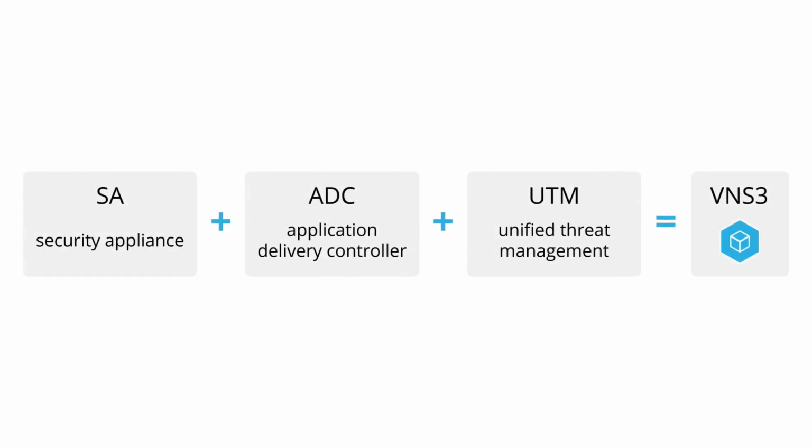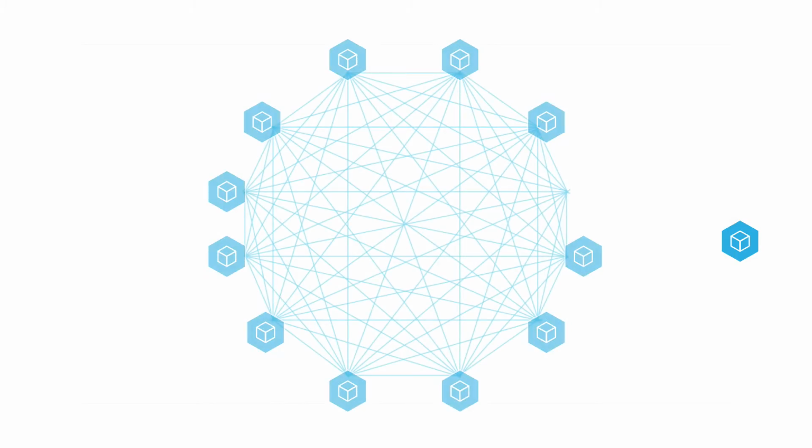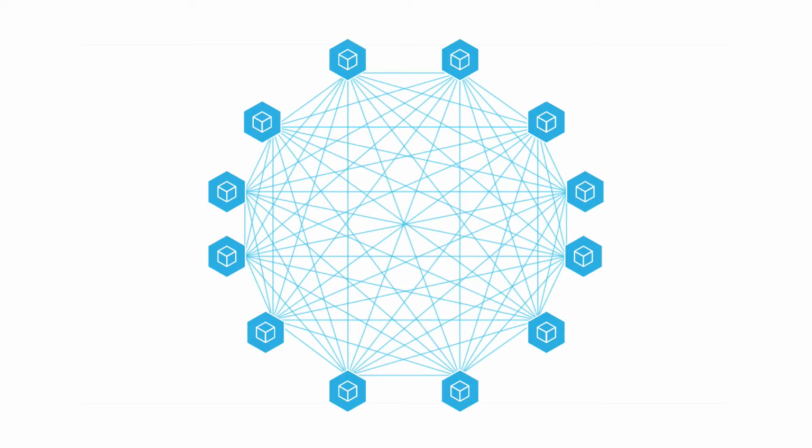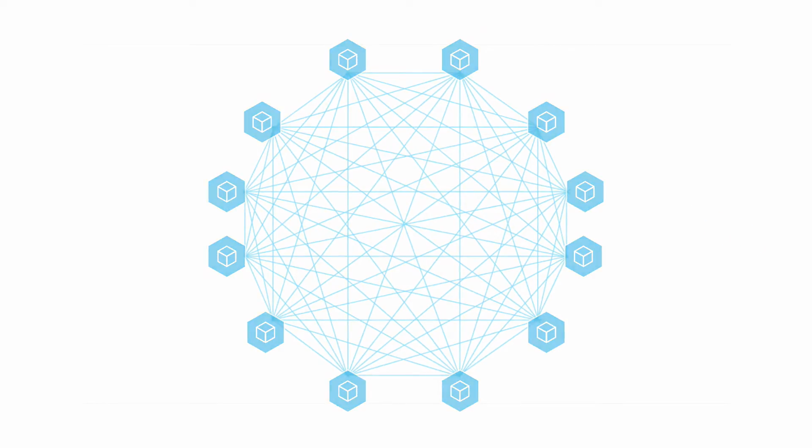VNS3 gives our customers an application-specific security appliance, application delivery controller, and unified threat management device, all rolled into an easy-to-use virtual form factor. These VNS3 appliances are deployable as standalone instances, or they can be configured in a mesh for a larger and federated network.